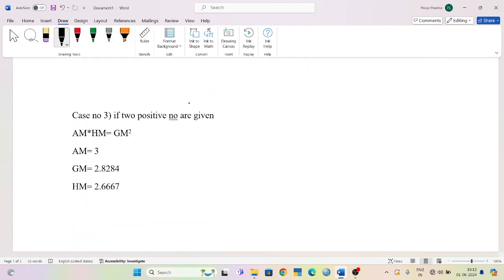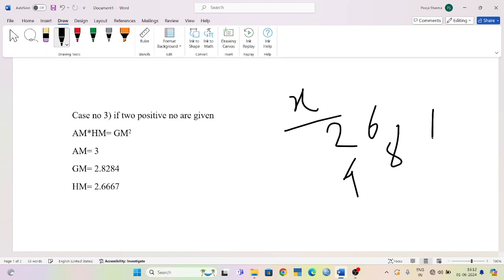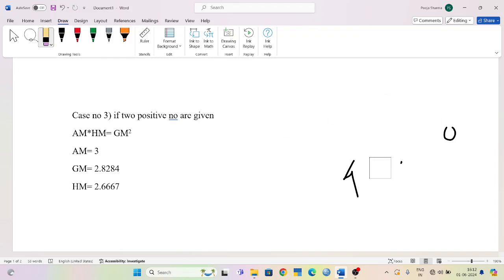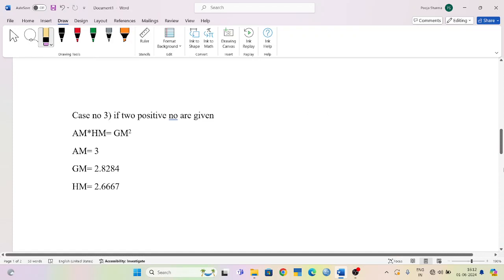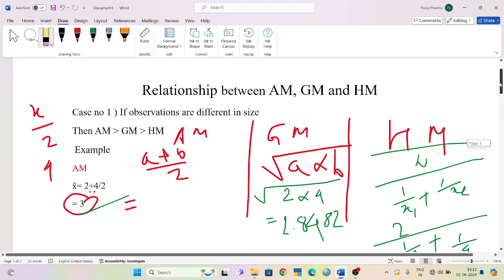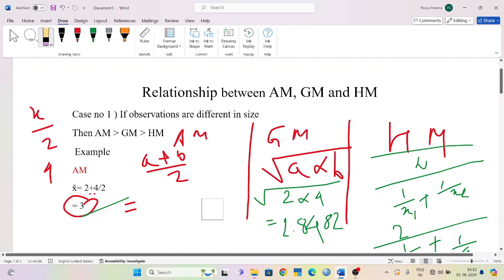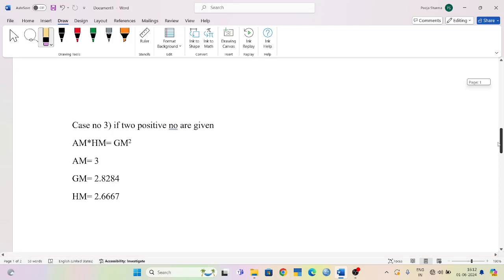Case number 3. If two positive numbers are given, two positive numbers like 2, 4, 6, 8, 10, any two positive numbers we can consider. I am considering the value of AM, GM and HM which I have solved earlier. The value of AM, GM, HM was 3, 2.8482 and 2.667.